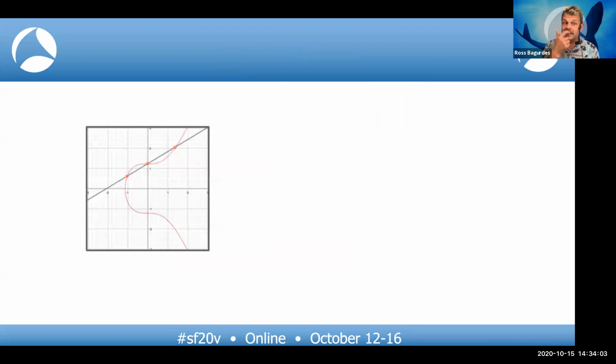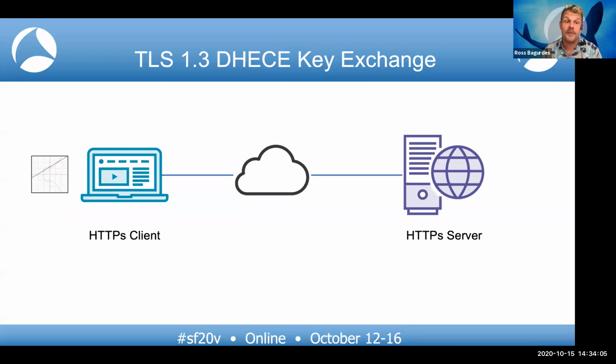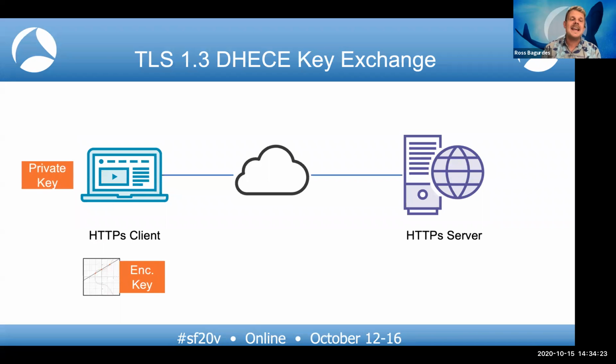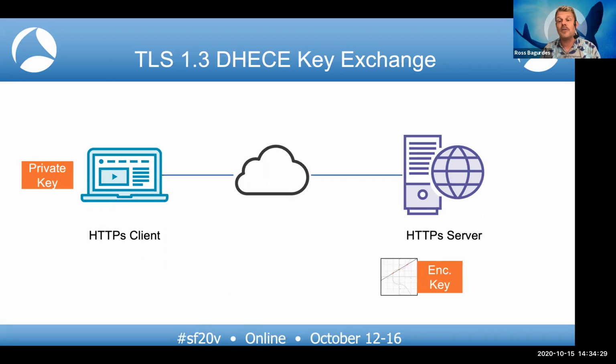So we take this curve with the line drawn through it. We're going to mathematically combine that with our private key, and that is going to result in the encrypted key. Remember from Diffie-Hellman, we ran it through G to the power of A mod P. This is kind of the same thing here to generate that encrypted key. Then we can take that curve with the line plus our encrypted key that we've calculated, and send that over to the server.